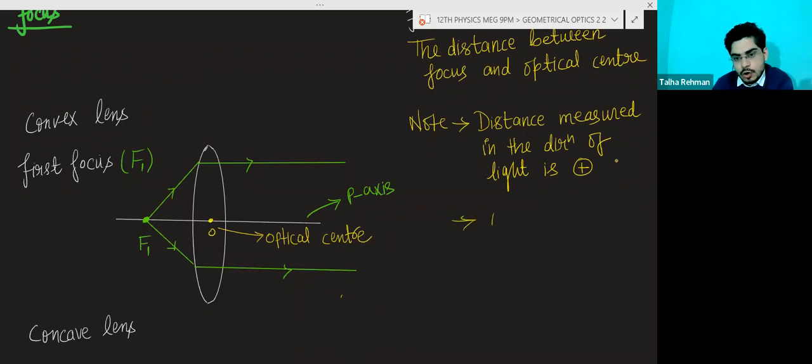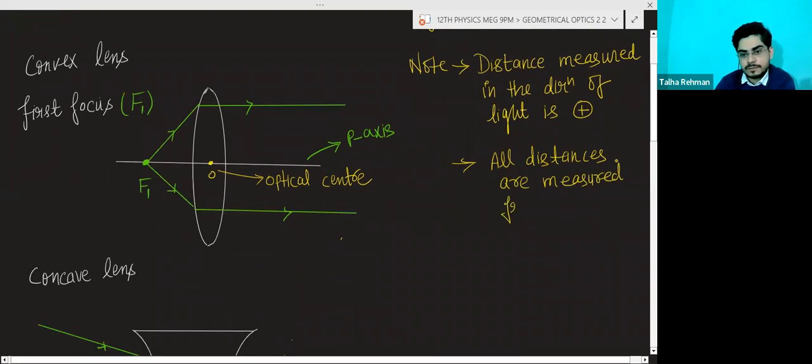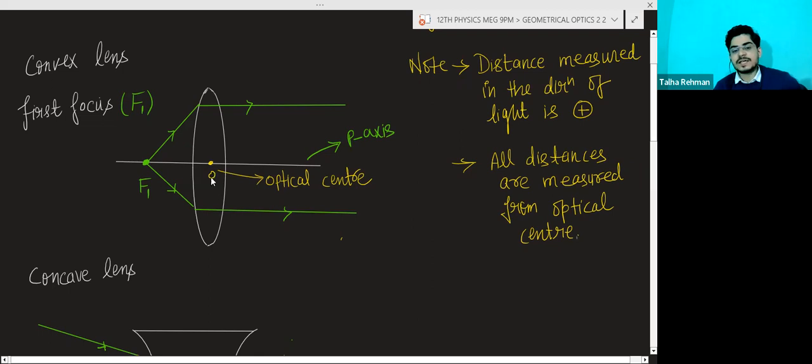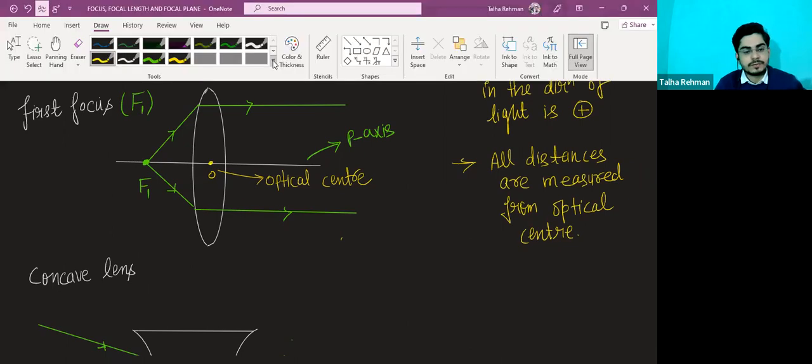Another point: all distances will be measured from the optical center. Earlier in case of the mirror, all the distances were measured from the pole. Here all the distances are measured from the optical center. Now one by one we will see what the focal length will be.